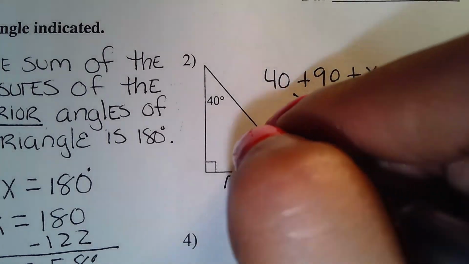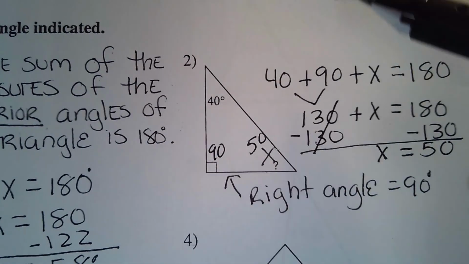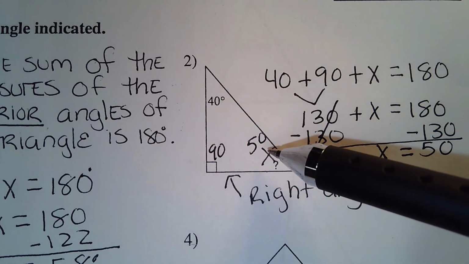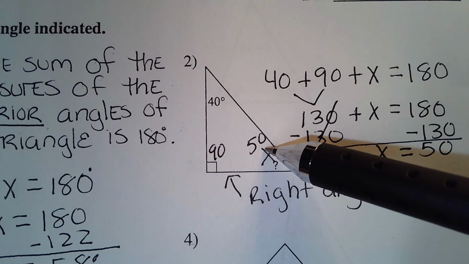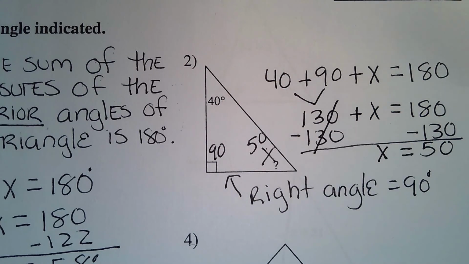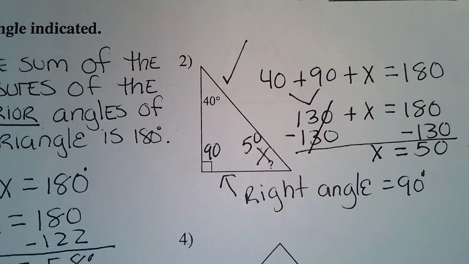So I have 50 here, remembering that's 90. And then if you want to check your answer again, you can just go back and add all three of your angle measurements to confirm that they equal 180. And 90 plus 90 does equal 180. So that confirms that my answer is correct.